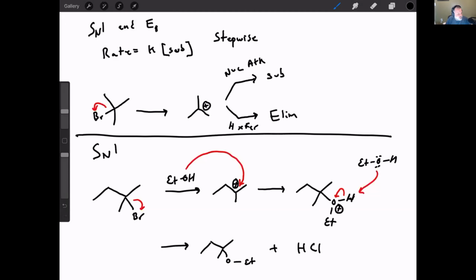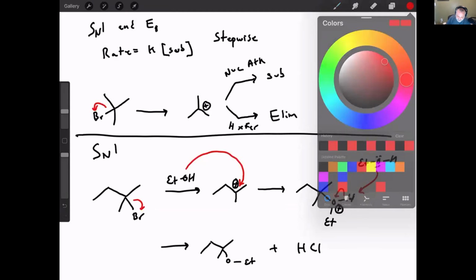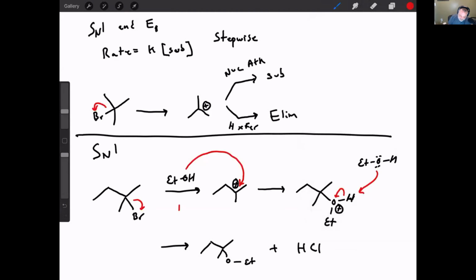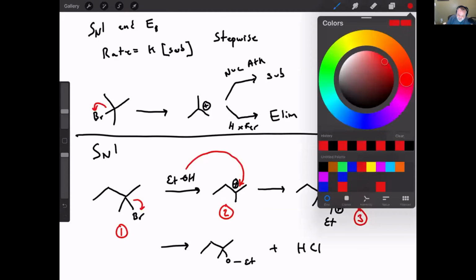So think about it as being in 2 steps. In this case, it's a minimum of 2 steps. And so I want to make sure that I'm illustrating that in step 1, there's the loss of a leaving group. And then in step 2, there's a nucleophilic attack. And in this case, I had a third step where I also had a proton transfer to do to form a neutral product. I can show you an example now.